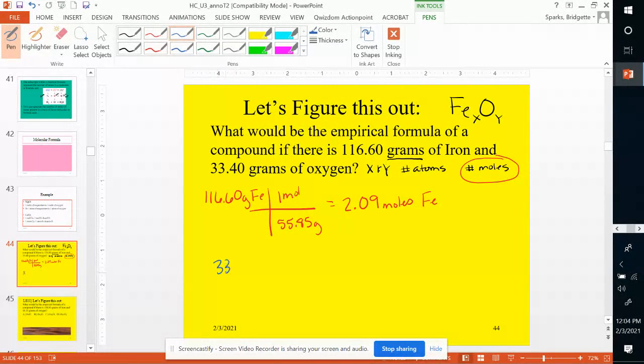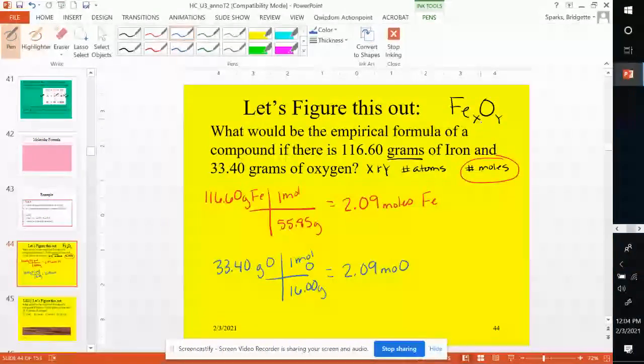And now we look at the sample of oxygen, right? We have 33.40 grams of oxygen. And if we convert that into moles of oxygen, with each mole of oxygen coming in at 16 grams, 33.4 divided by that 16, and we get 2.09 moles of oxygen. Now, what we can't do is put 2.09 and 2.09, because remember, we're talking about the empirical formula. But what I hope you can see is this is a 1-to-1 ratio because they're equal.